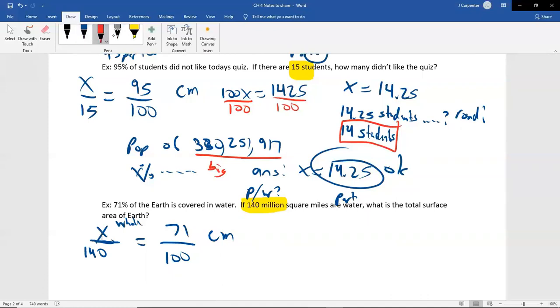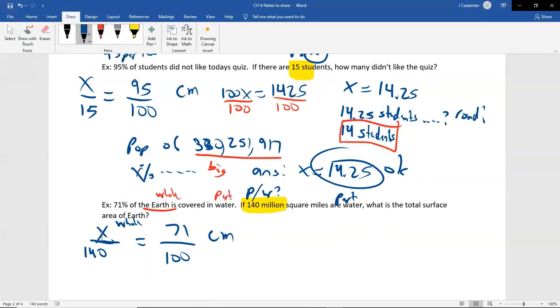71% of the next thing should be the bottom, the Earth. The covered in water part is not what's immediately there. That's another thing. It's saying 71% is covered in water. So of the Earth, that says the Earth is the whole, which makes the water the part.